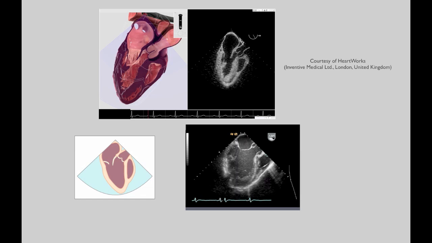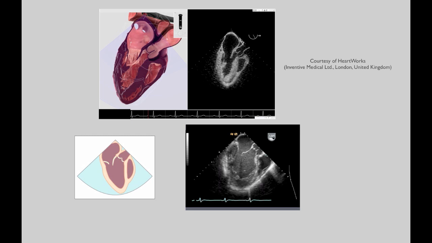The stylized simulator images at the top demonstrate an idealized view of the mid-esophageal aortic valve long axis, showing very clearly the left atrium, the left ventricle, the mitral valve, and the aortic valve. The image on the bottom right shows a more real-life picture. Notice in this case, the ventricle is less bullet-shaped and maybe a little bit more dilated and globular. That may be the result of foreshortening of the chamber and require retroflexion of the probe, or it may just be that the patient's heart is a little bit dilated in this image.